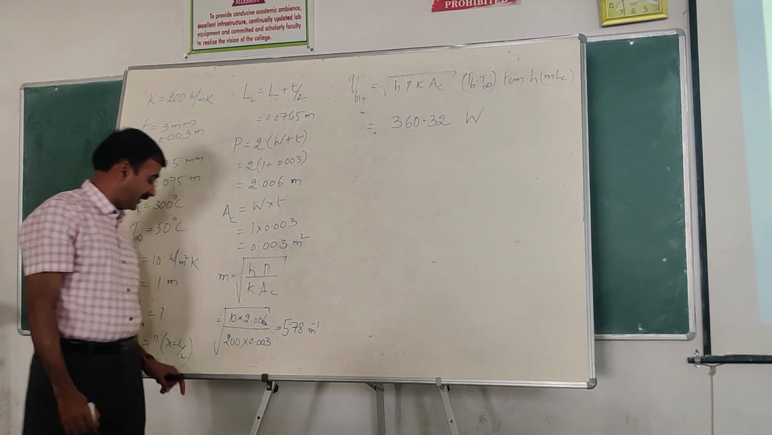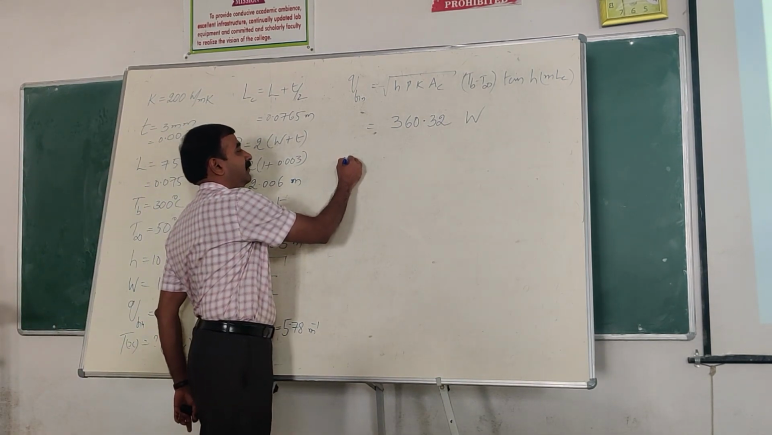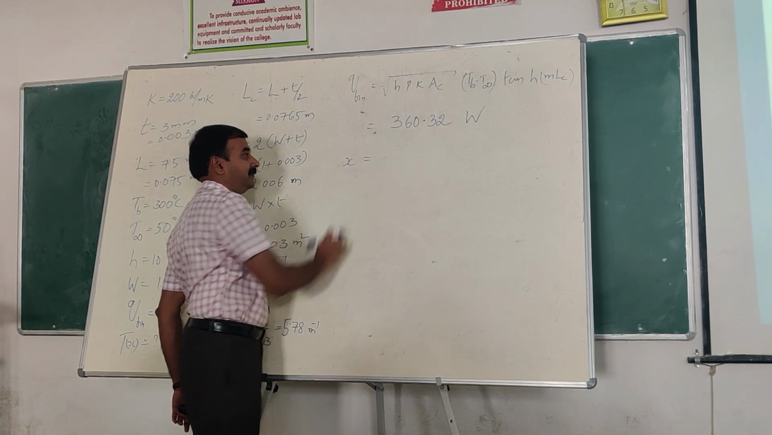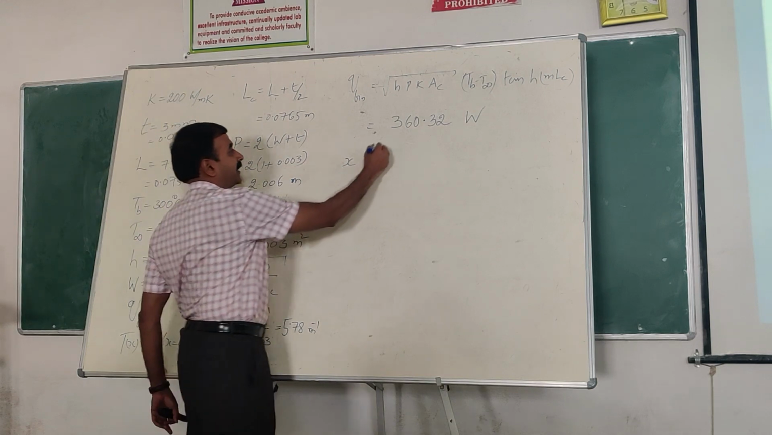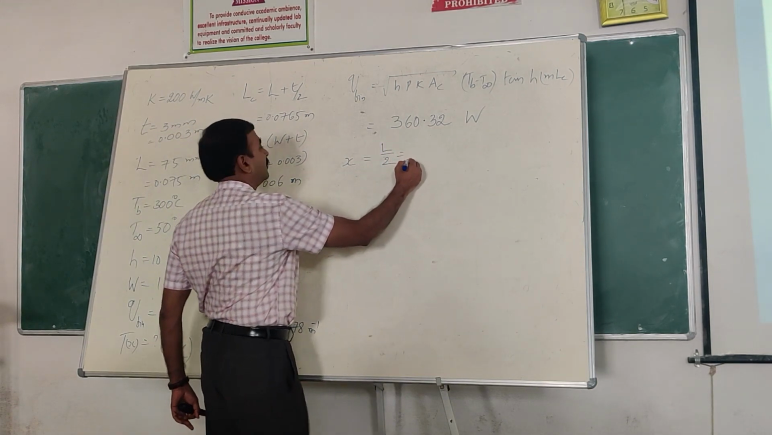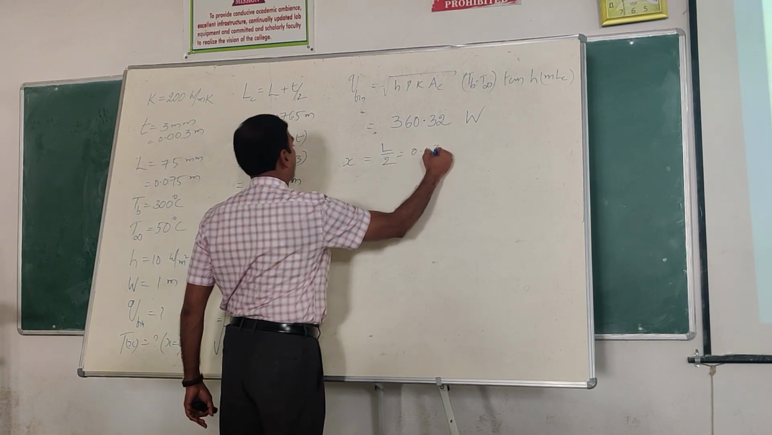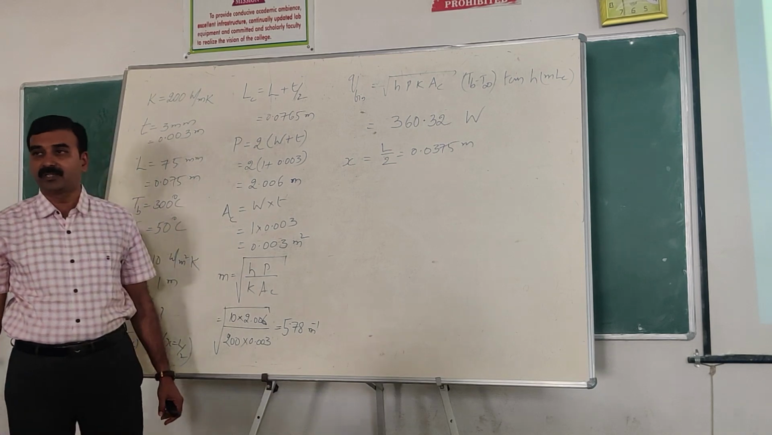Now the second part is the temperature at the middle of the fin in the direction of x. x is L by 2, which is 0.0375 meters. Silence please.